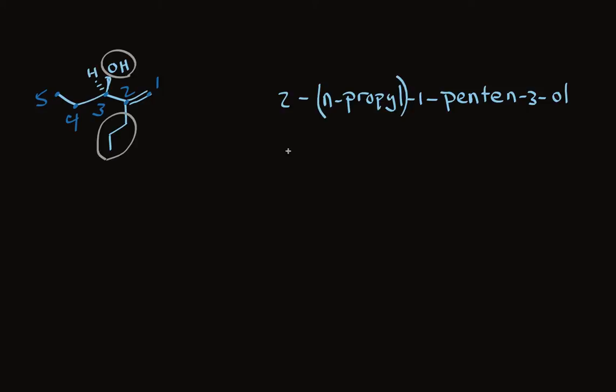Finally, we have a stereochemical designator. Again, there's chirality, so we'll have to assign R or S. Hydroxyl is highest priority, hydrogen is lowest. This carbon with the double bond and other substituent would clearly be the second priority over this CH2, which is third. We go in a clockwise direction. So again, we call this R. R-2-(n-propyl)-1-pentene-3-ol.